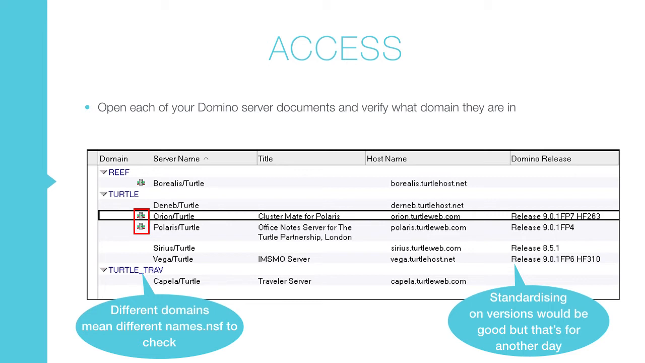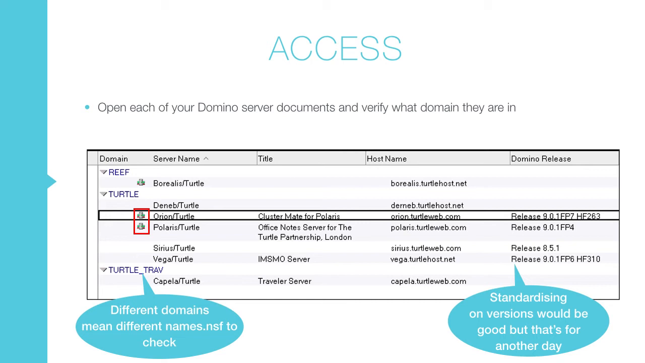On the left-hand side, you can also see I've highlighted, there are these little icons next to Orion and Polaris. That says these are pass-through servers, and we're going to talk about that in a minute, because that's all about this server being a dependency for either users or other servers.